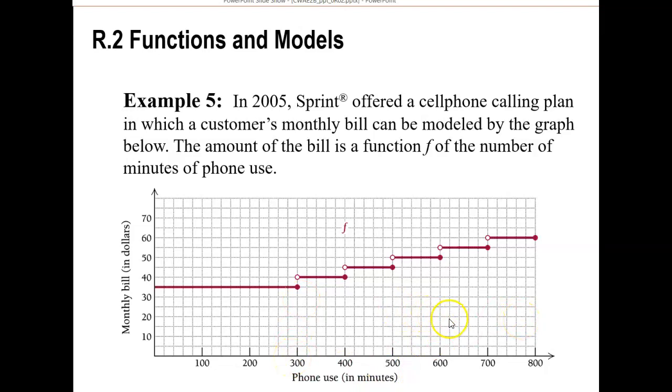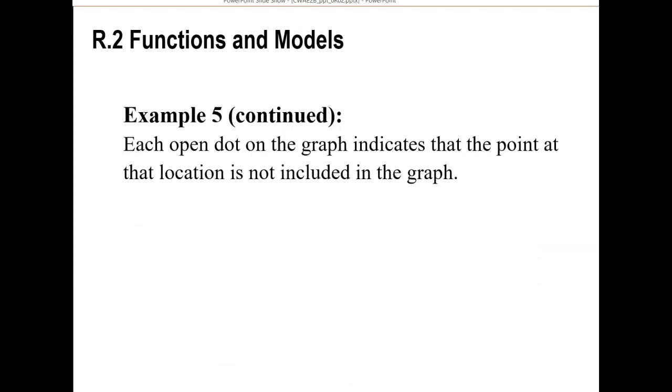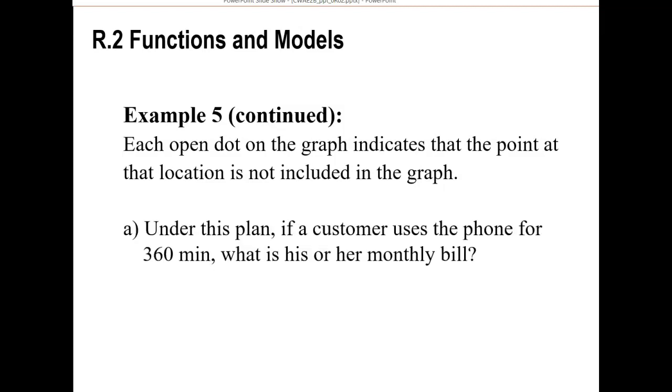Okay, this is what we would consider something that we call a piecewise function, because notice that the function graph is determined in pieces where they're not all connected to each other, right? Or they're not all coming from the exact same equation. All right, so I'm going to refer back to this slide, but I need to move on to the next one to see what questions they're asking us about it. All right, so each open dot on the graph indicates that a point at that location is not included.